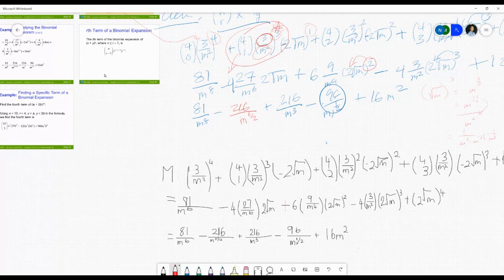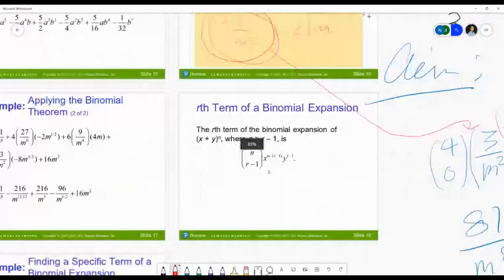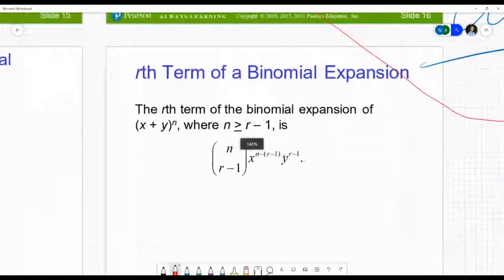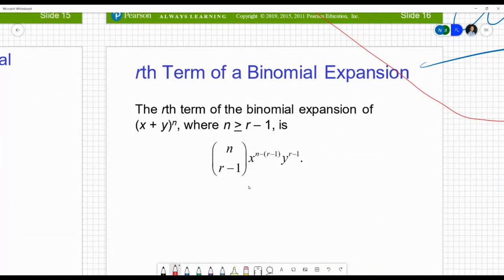Yeah, good job. All right, so to bring us to here, we're going to find a specific term. Here they tell us that this is the r-th term. You remember the relationship between the term number and the r is that the term number is always one more than the actual r value. So we're going to use r minus 1. Remember, I told you before that this and this is always the same, and the sum of these two will always equal n.